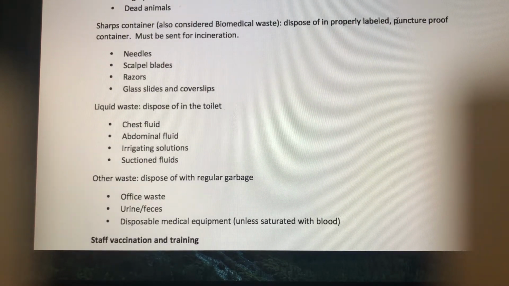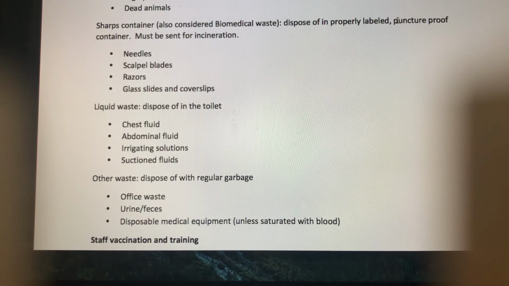Any liquid wastes we're going to dispose into the toilet. So that includes chest fluid, abdominal fluid, irrigating solutions, or suctioned fluid from surgery. All those things we can dump into the toilet. And then other waste, things like office waste, like papers, and well, papers please recycle if you can, staples, used up tape, something like that. Urine and feces are both just regular garbage. You don't need to put those into biohazard.